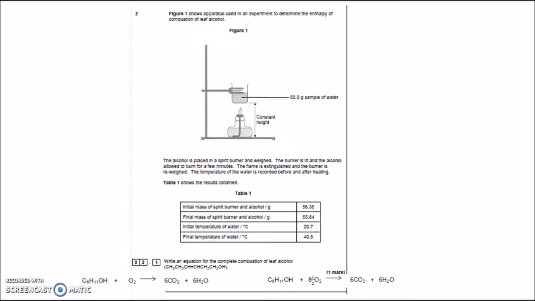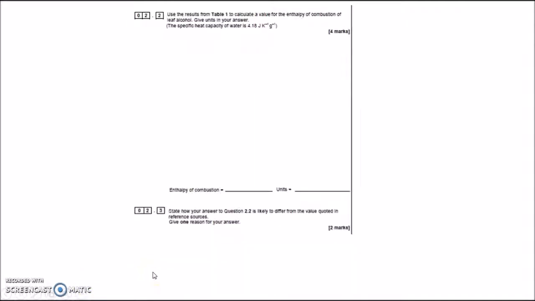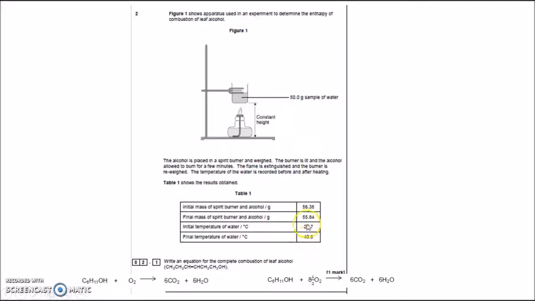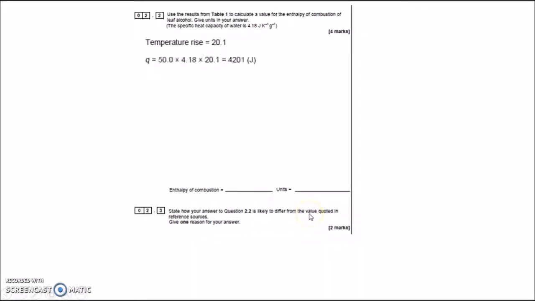It doesn't tell me in the question, but that's my leaf alcohol, C6H11OH. So I've got 6 times 12 for the carbons, 11 times 1 for the hydrogens, 16, then there's 1 of those, and 1 for the H, and that will give me an MR of 100. So I know how much alcohol is burnt, 0.54 grams, by subtraction from those two. I know the MR of the alcohol.